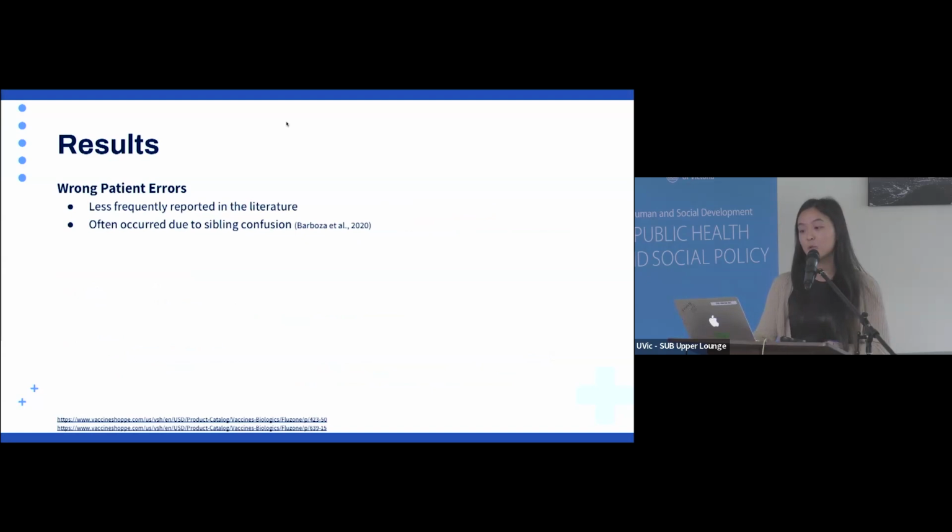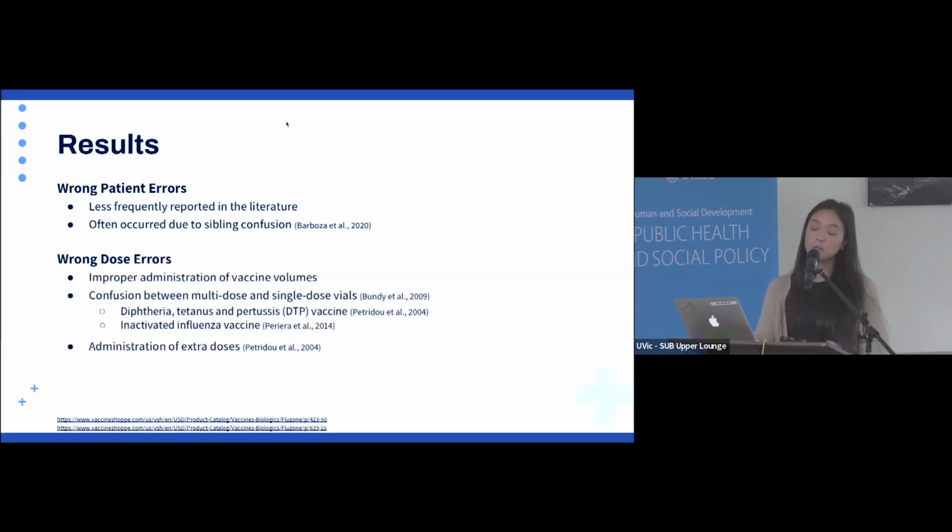Next, we have instances of wrong patient errors. This was less likely to occur in the literature. However, this would occur very often due to sibling confusion, when you have multiple siblings showing up within the same vaccine appointment, and the vaccine administrator may get confused about which vaccine each sibling needs.